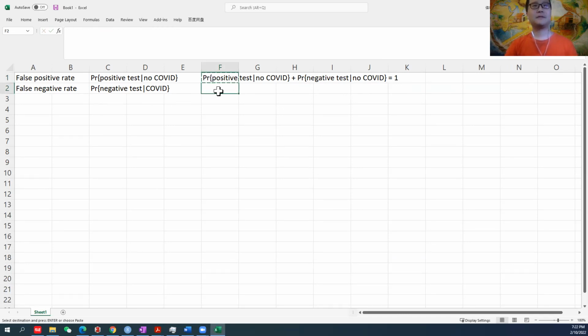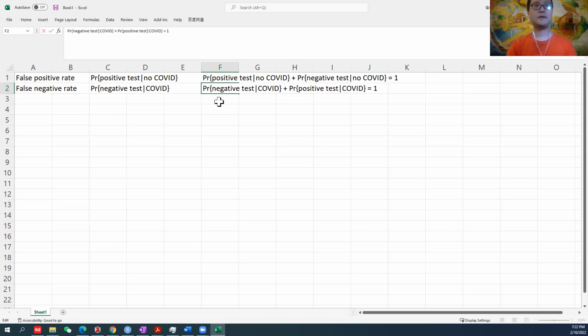Now let's do the same. We need to find the complement of this probability. Given a person has COVID already, there are only two possible test results. If it's not a negative test result, then it must be a positive result, and their probabilities must sum up to 1. So that's a positive test conditional on the person having already got COVID.